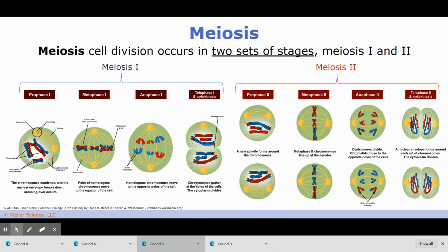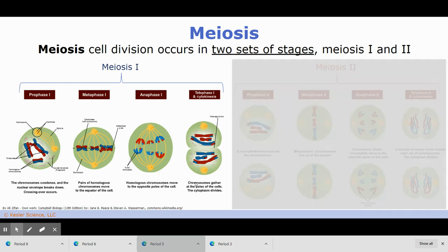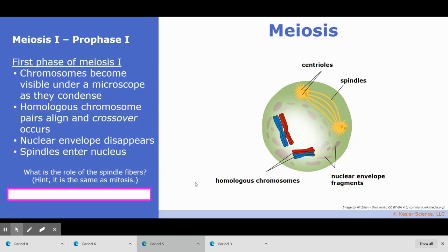Okay, so here's our overview of both parts of meiosis, meiosis 1 and meiosis 2. It's explaining both sets of cell divisions here. We're going to break it down and go through it in a little bit more detail. We're going to start with meiosis 1. So with meiosis 1, it starts with prophase 1. Now remember, interphase has already occurred, and the DNA has been copied by this point. The chromosomes now become visible under a microscope because they're condensing. They're going from chromatin to chromosomes.